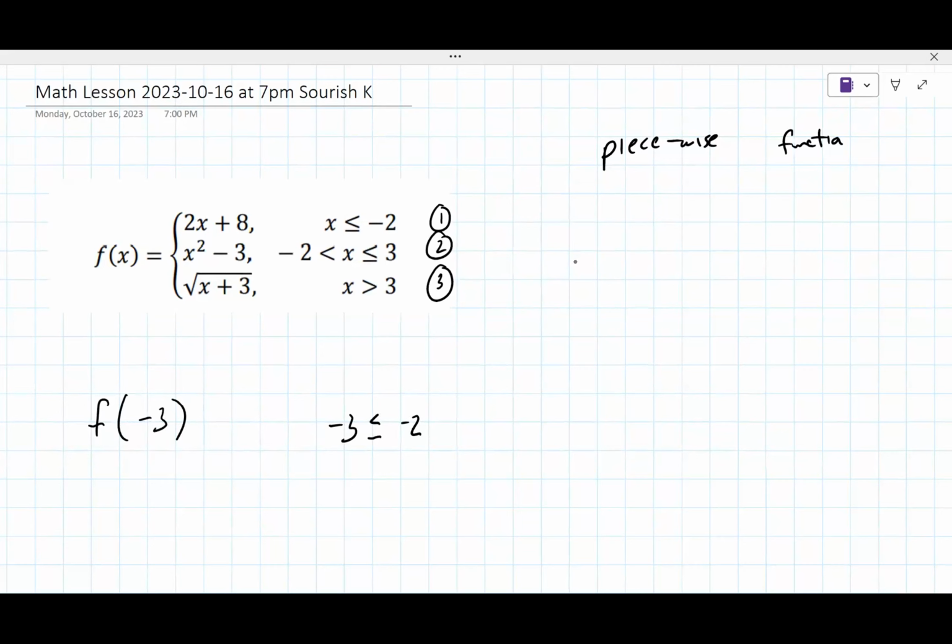Less than or equal to -2. Is this true or is this false? It's a question for you. Is -3 less than or equal to -2? Here's a number line. Here's 0, -1, -2, -3.